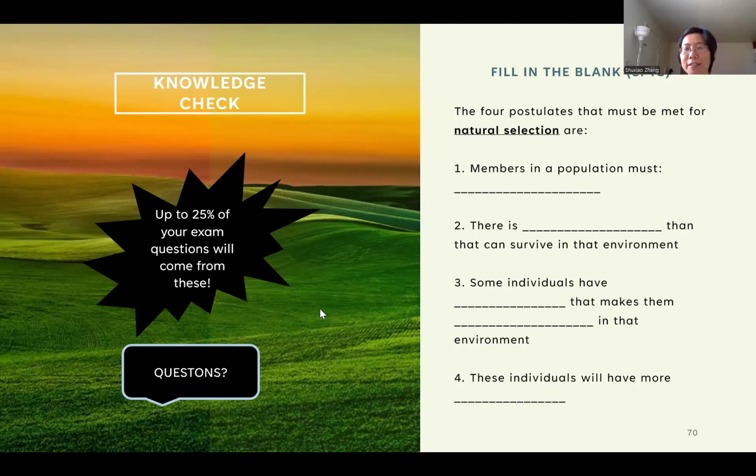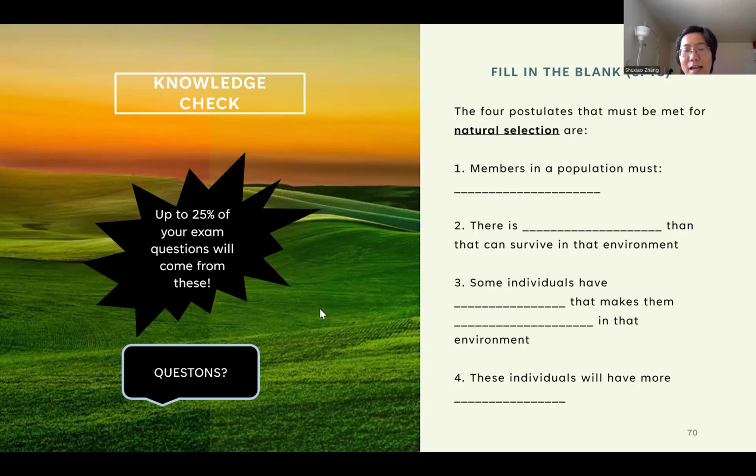All right, so the 4 postulates are: 1, members in a population must have genetic diversity or genetic variation, or you can say traits that are different, that are heritable. So the key words there are variation that can be inherited.